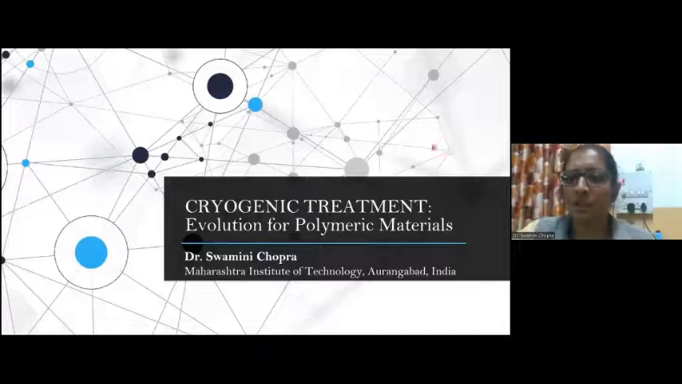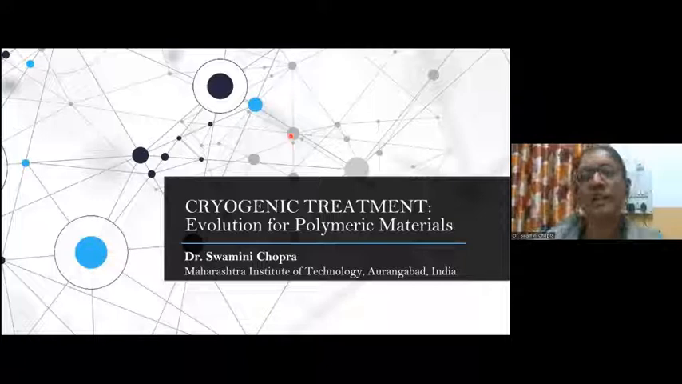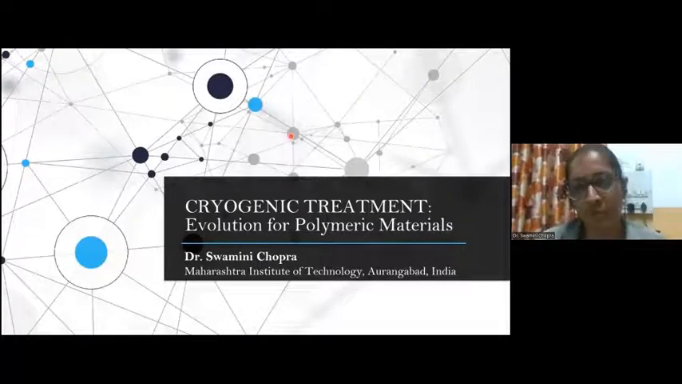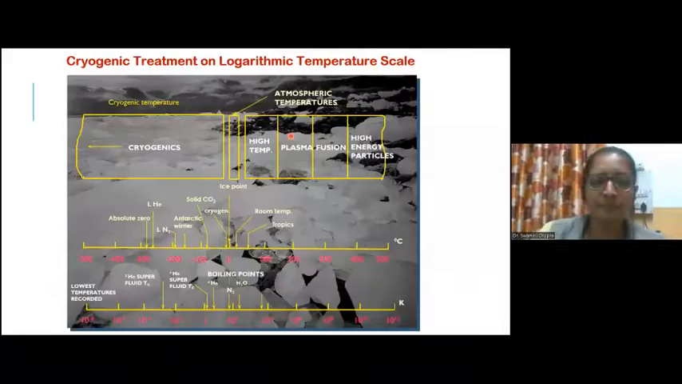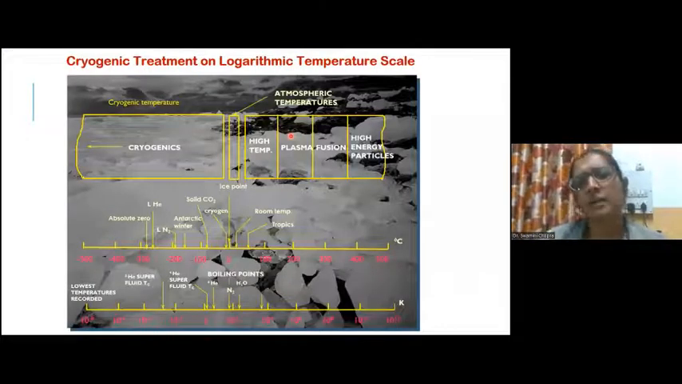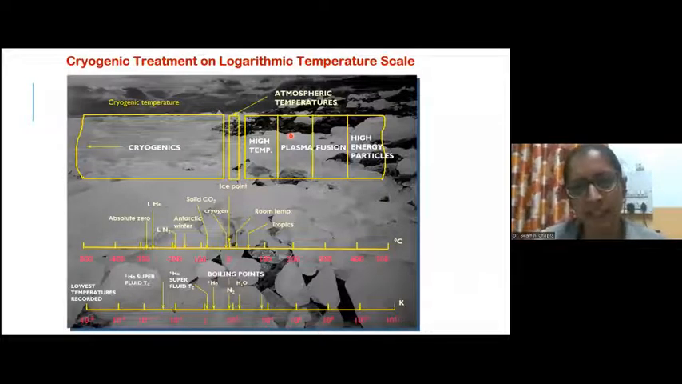My today's talk is on the topic of cryogenic treatment, a treatment which is used for enhancing the mechanical properties of different types of materials, and how this treatment has evolved over time for polymeric materials. So cryogenic treatment, when we try to represent it on a logarithmic temperature scale, goes towards the negative temperature.